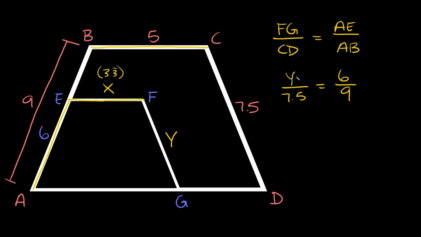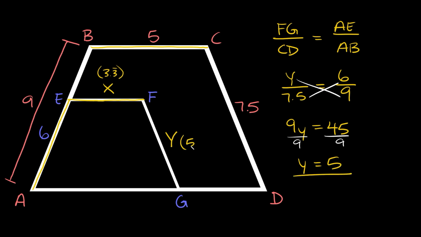Okay, so to solve for y, again, we can just cross multiply. So we're going to have 9 times y, which is 9y. And that's going to be equal to 7.5 times 6, which is equal to 45. All right, so solving for y, we can just divide both sides by 9. So here we get that y is equal to 5. All right, cool. So now we know what x and y are equal to.